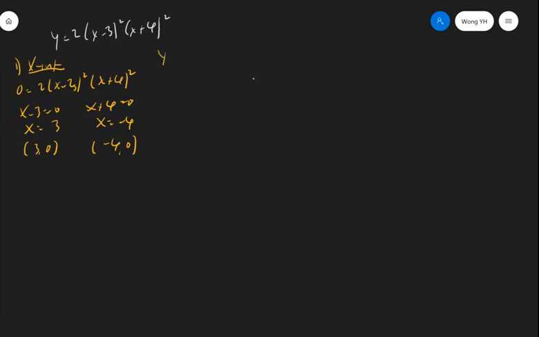Right, next one we'll go and find out the y-intercept. So for the y-intercept, we put x equal to 0. So this one we'll put as 2(0 minus 3) squared (0 plus 4) squared. So we will get 2, this one we get minus 3 squared, and this one 4 squared. So with calculator, well, this one is a big number, so you get 288. So we get the next point (0, 288).